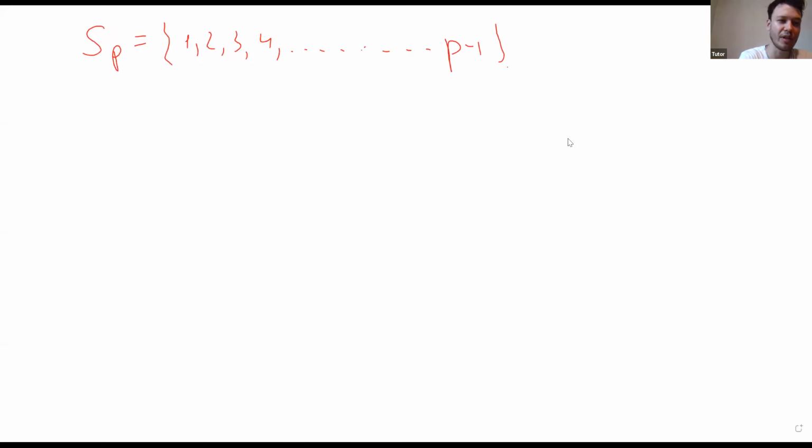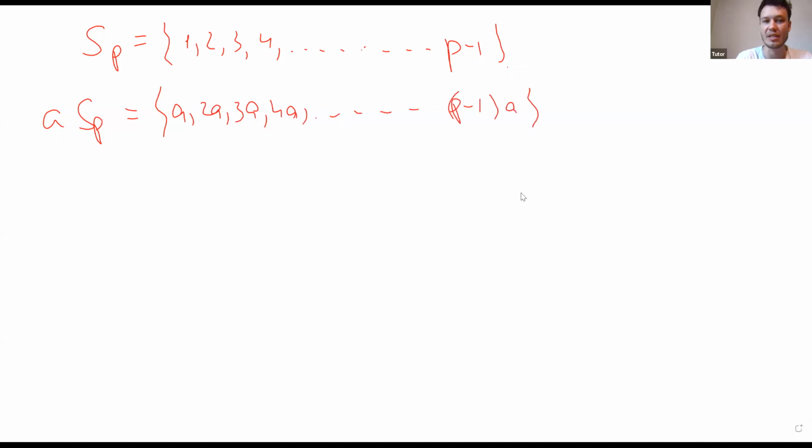And then we have another set, ASP. The interesting property about this set is that it's A, 2A, 3A, 4A, all the way until P minus 1 times A. The interesting thing that we discussed last time is that these two sets are the same set. So the set SP is the same as the set ASP, as long as A and P are a good pair, that is, the greatest common divisor of A and P equals 1.